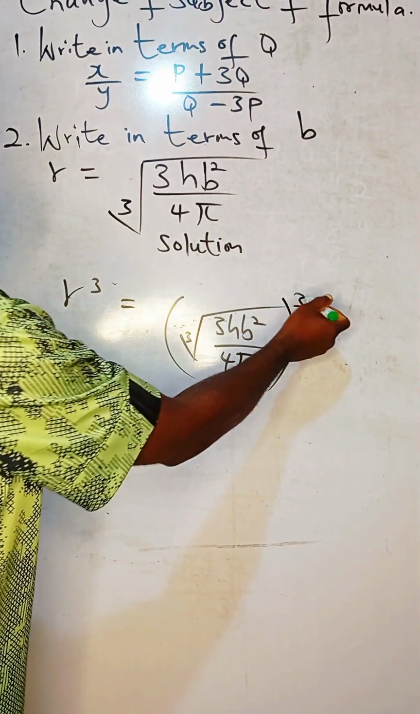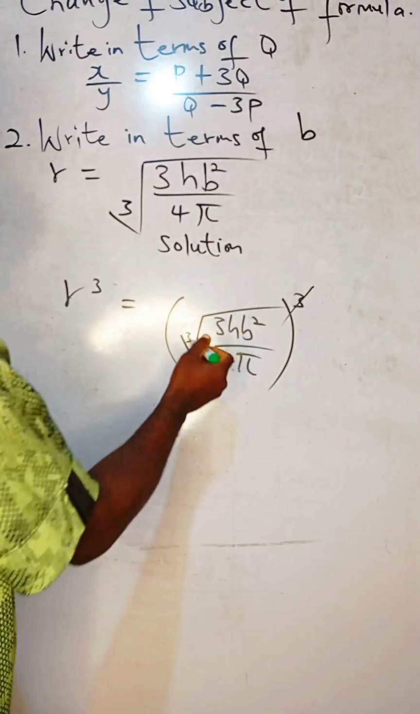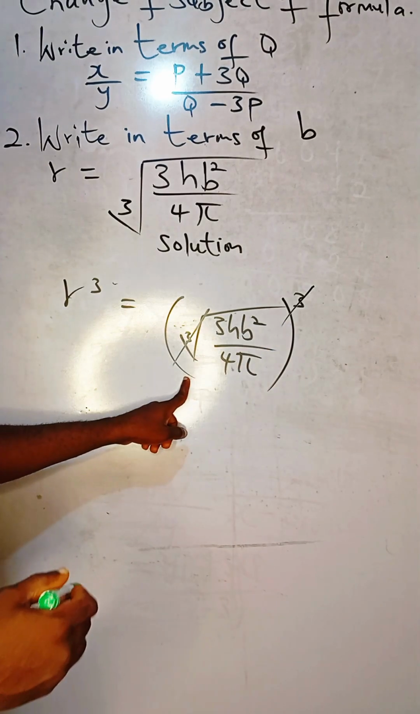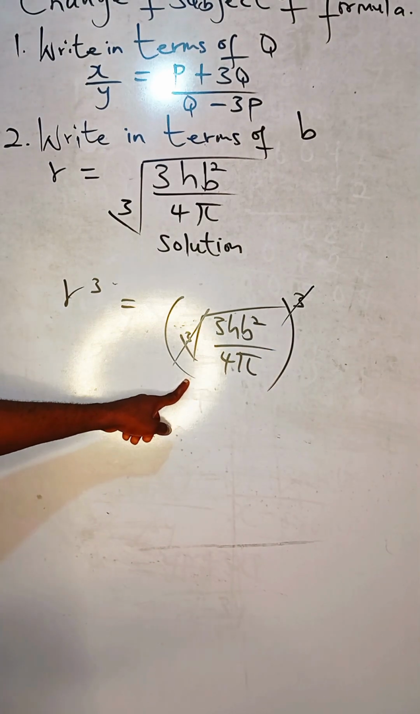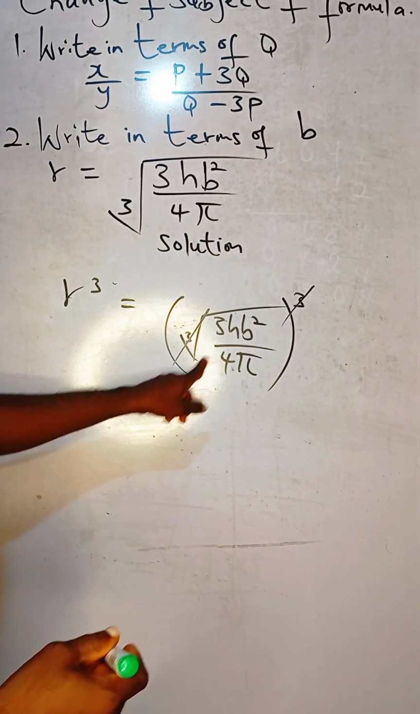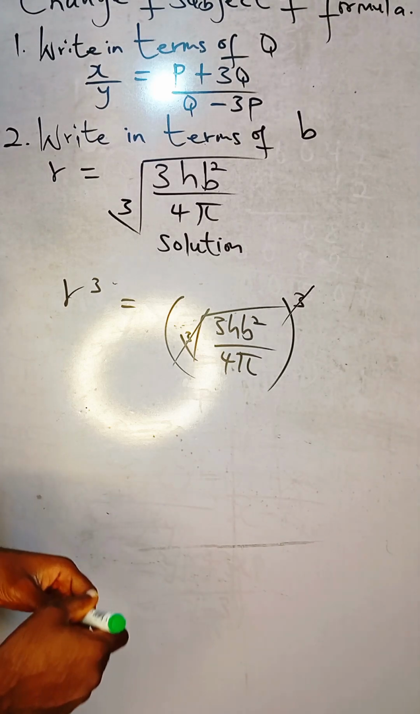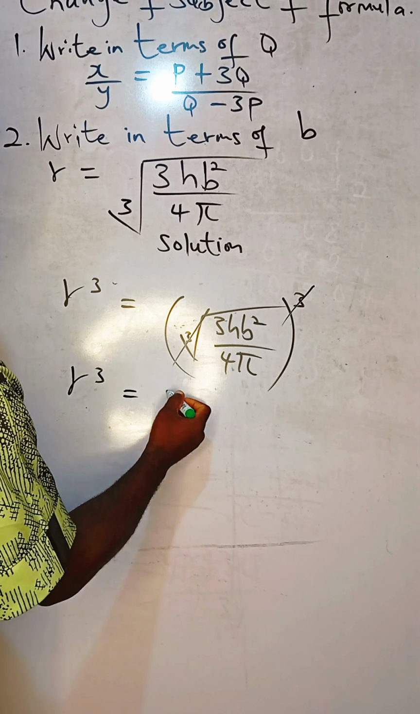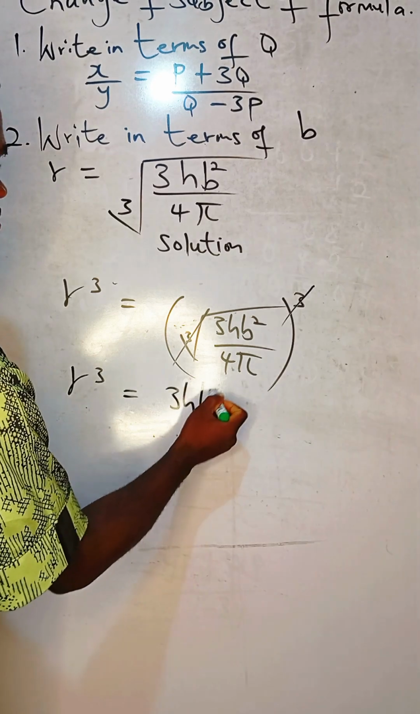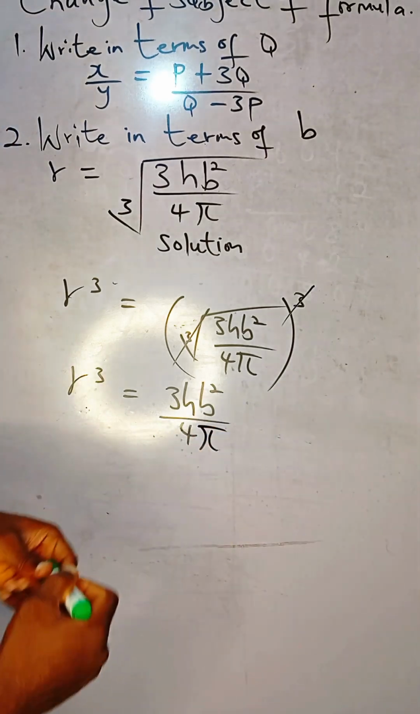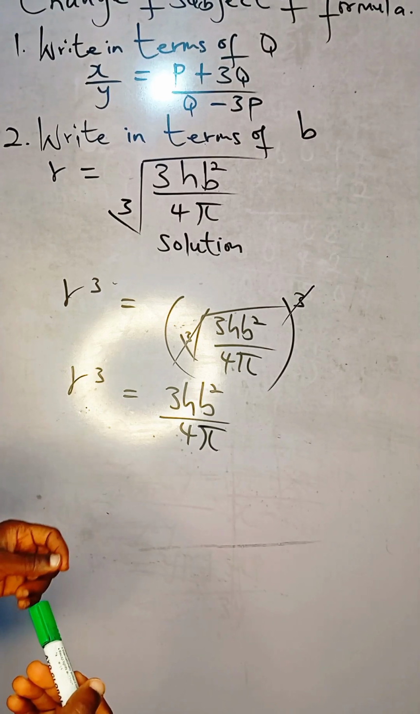So that power 3 will cancel root 3. Remember I told you that power is the inverse of roots. Inverse or opposite, they mean the same thing. Now you can see that power has cancelled roots. This 3hb squared over 4 pi is going to remain. So I have that r to the power of 3 is equal to 3hb squared over 4 pi. Now it is looking even easier for us to get our b.